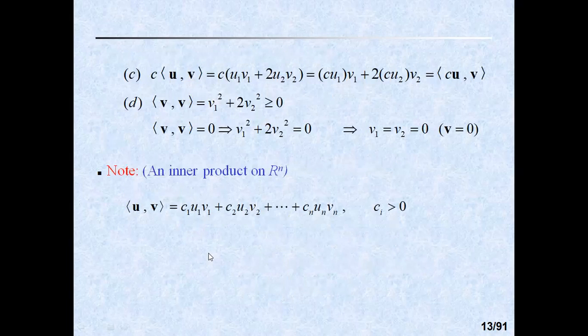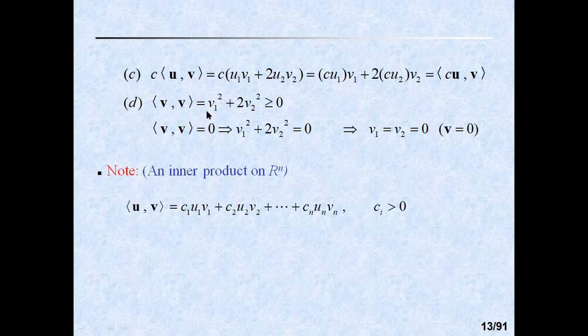Take the third one. What is the third one? C into the inner product of u comma v. See here, c into u1 v1 plus 2 u2 v2, that is c u1 into v1 plus 2 into c u2 into v2. Here, consider the first vector's components are c u1, c u2, that is cu, and the second vector's components are v1, v2. That is the inner product of cu comma v. The third axiom is also easily satisfied by the given inner product.